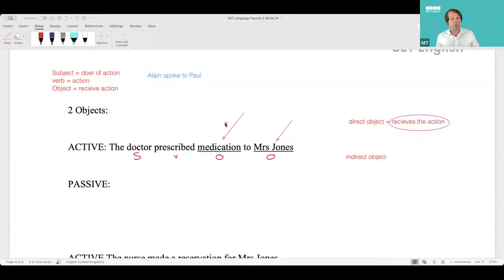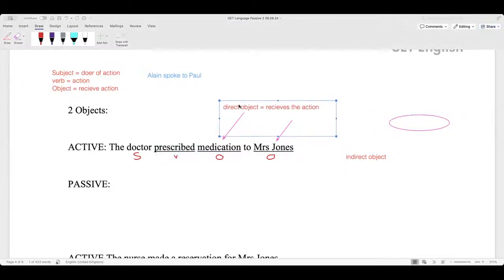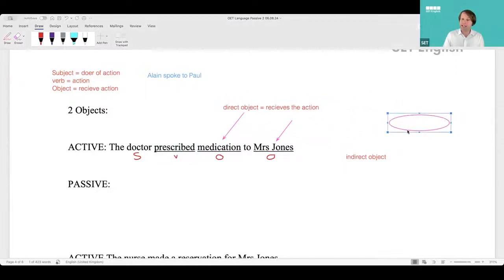Now, which one is the direct object here? Can anyone tell me which one is the direct object? Is it this one, Mrs. Jones? Look at the verb. Is it prescribed Mrs. Jones, or prescribed medication? Medication. Prescribed medication. This is the direct object, right? It's the medication receiving the action. Does that make sense, guys?